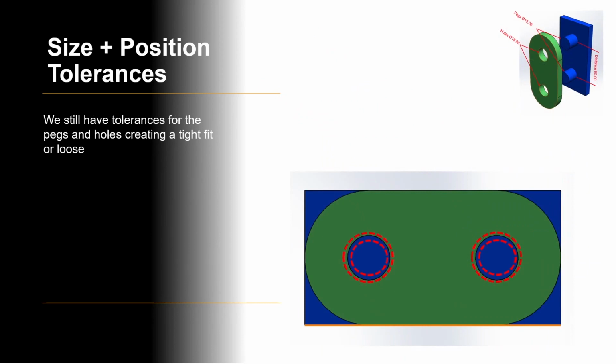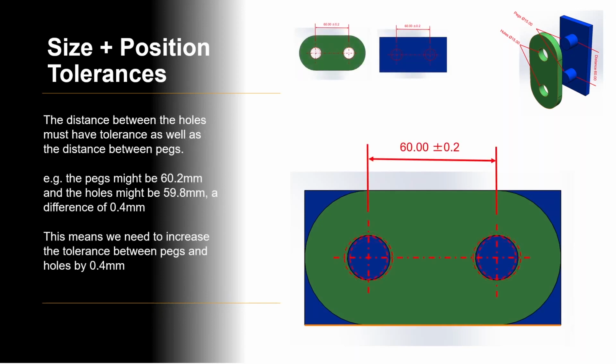Remember, we still have to have tolerances for the size of the pegs and the holes, and as we calculated before, the maximum size for the pegs and the minimum size for the holes will give us good fit. What we also need to consider though is the position of those holes, and of course the position of the holes and the position of the pegs will both have dimensions and both be toleranced.